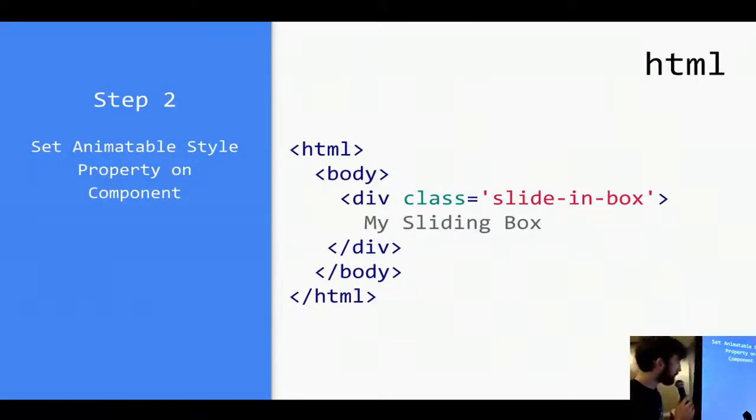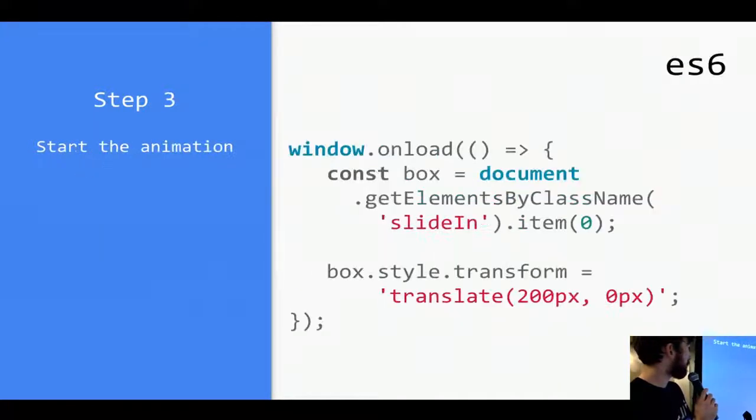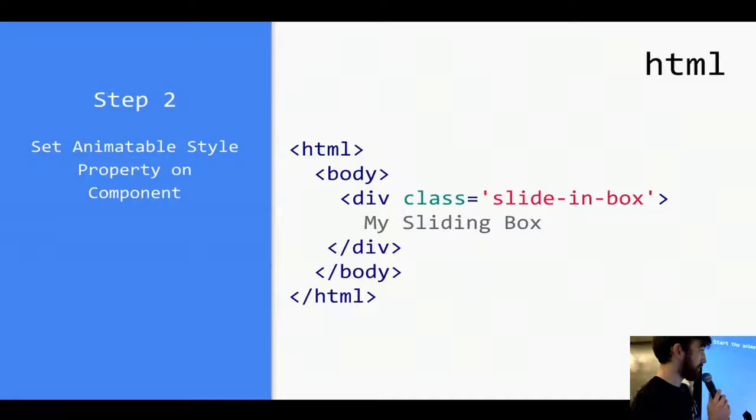Step two to this is we're going to create the actual component that we're going to animate in CSS. I'm just going to write a div, give it a class, and we're just going to pull that class in later. So step three, this animation is just going to start when the DOM is rendered. So window on load, get the class name. I think I actually switched the class name here. Yeah, it should be slide in.